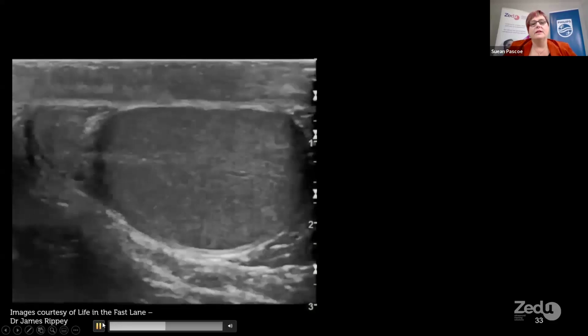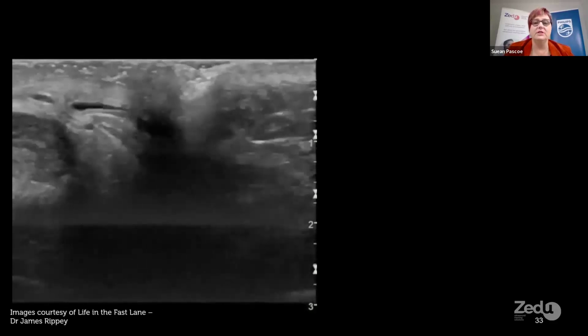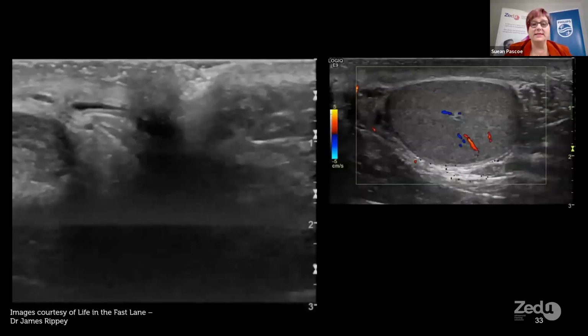The whirlpool sign is pathognomonic of testicular torsion and requires an urgent intervention. Now, in this particular case, you could still see colour flow on the power Doppler and on colour Doppler. And so it wasn't completely torsed.